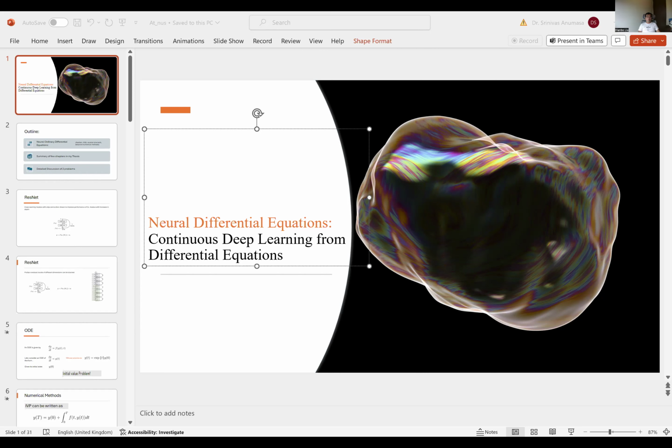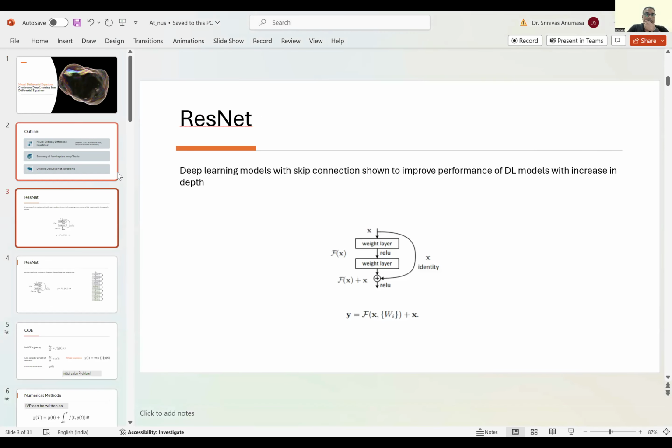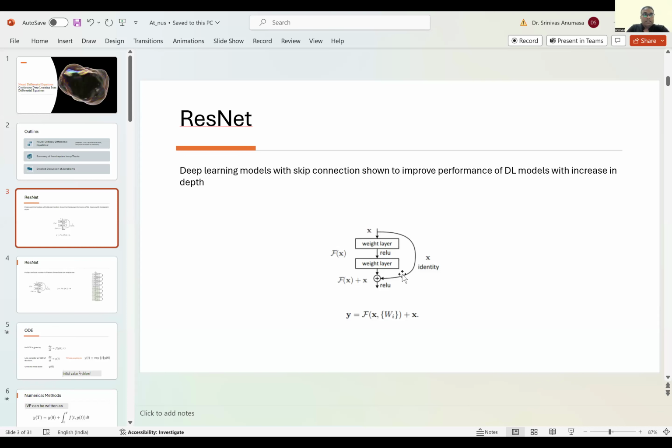Sorry, Srinivas, are you sharing the right screen? We are still looking at the first page of your PowerPoint. Oh, still on the first page, sorry. And maybe you are sharing the wrong screen with us. Okay. Can you see now?